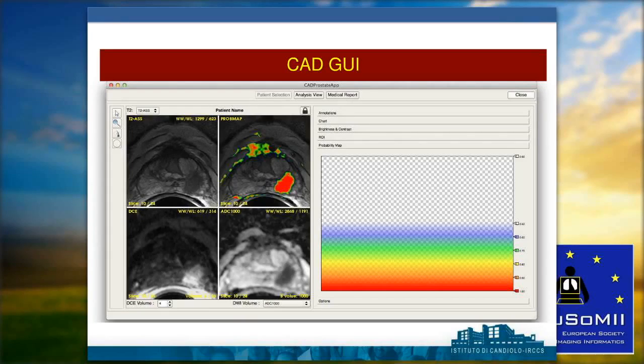This is just an example of the user interface that we developed. In this case, it's an academic project, not an industrial project like the colon. It is a more rough example of an interface, but you can clearly see this is the probability map. Here you have the ADC, here you have the dynamic, and here you have T2.